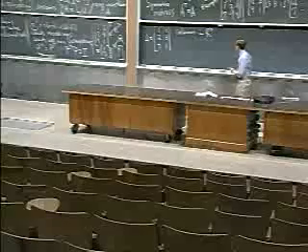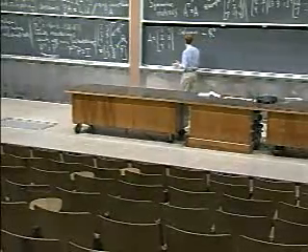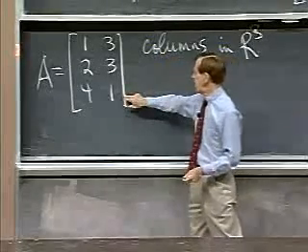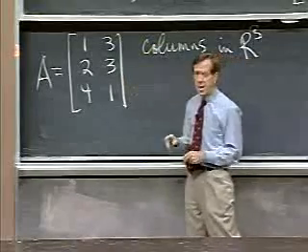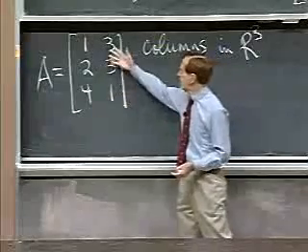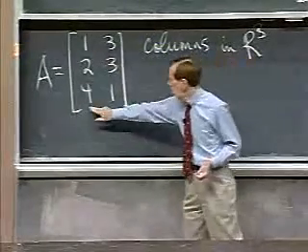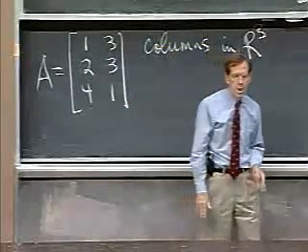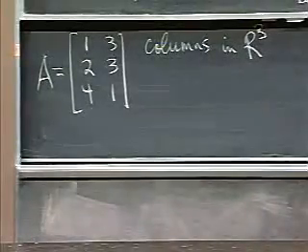So these columns are in R3. I want those in my subspace, but therefore, I have to be able to multiply them by anything. 0, 0, 0 has got to be in my subspace. I have to be able to add them so that 4, 5, 5 is in the subspace. I've got to be able to add one of these plus 3 of these. That'll give me some other vector. I have to be able to take all the linear combinations.